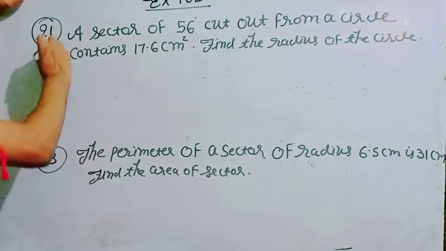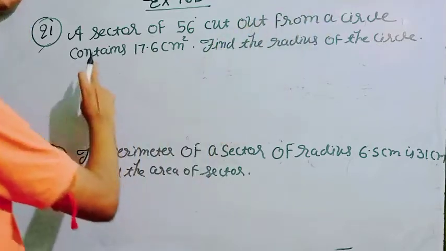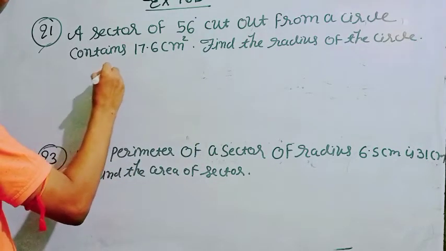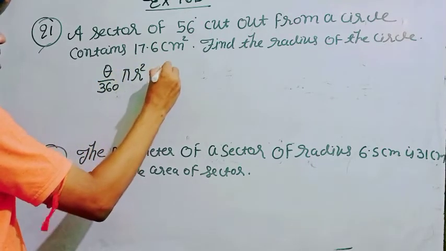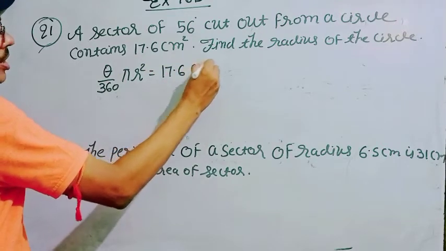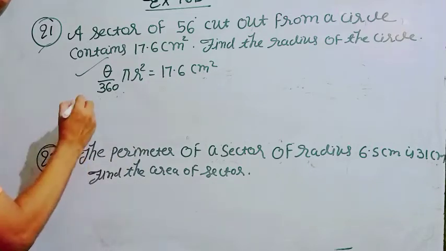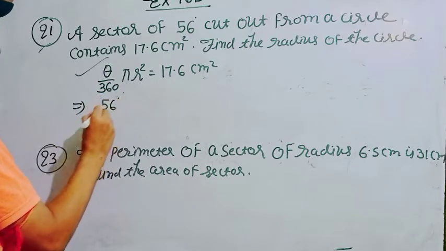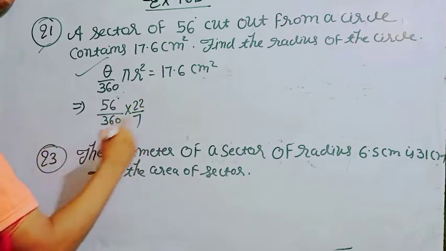Now see question number 21. A sector of 56 degree cut from a circle contains 17.6 centimeter square area. Find the radius of the circle. Here theta by 360 and pi r square is given 17.6 cm square. It is the formula of sector, and it is given area of the sector. After that, theta is given, that is 56 by 360, and pi is 22 by 7, and find the radius.